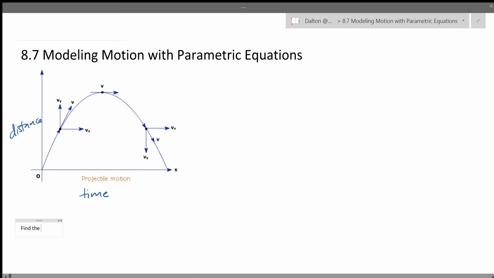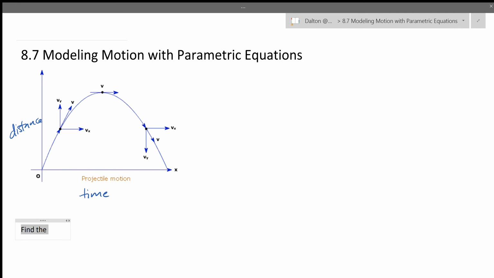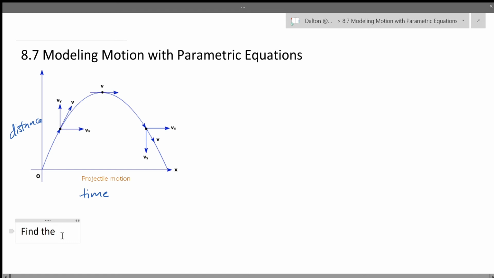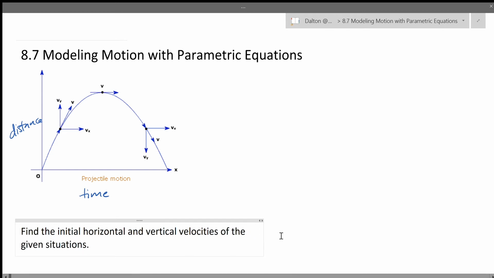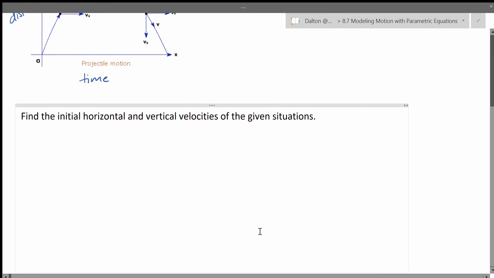So I want you to find the initial horizontal and vertical velocities of the given situations. Again, you don't have to write every single word, but it is important that you write enough or abbreviate enough to know what type of question it is, because the questions on your assignment and on the review and on the test are going to be worded very similarly.